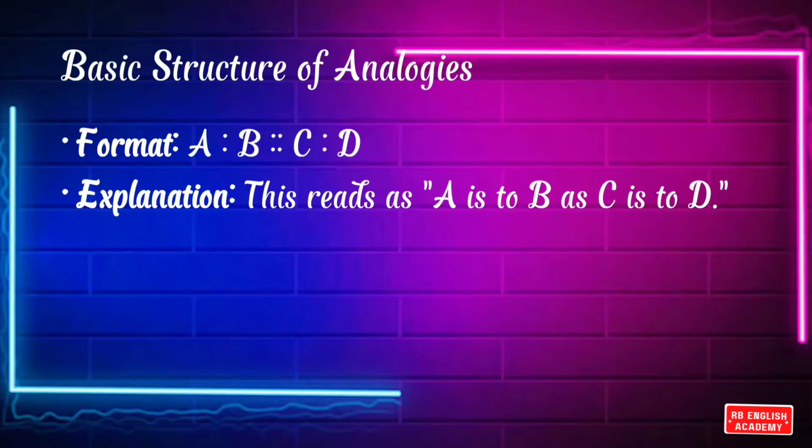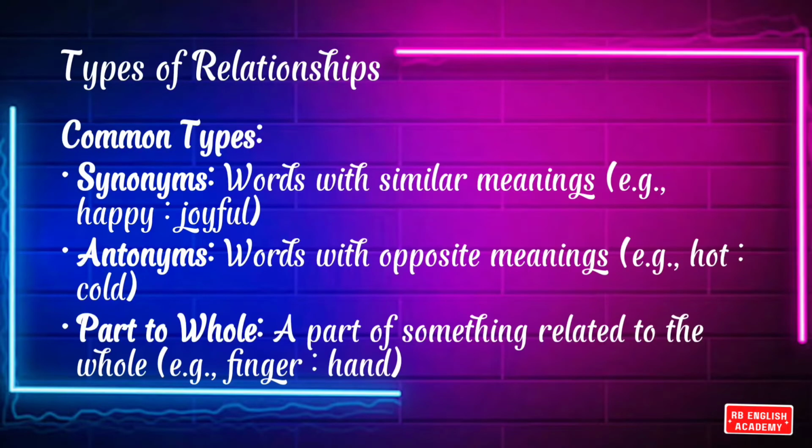And here I have given you the basic structure of analogies. This reads as A is to B as C is to D. So A and B will be related and C and D will be related. And here I have given you a few types of relationships.